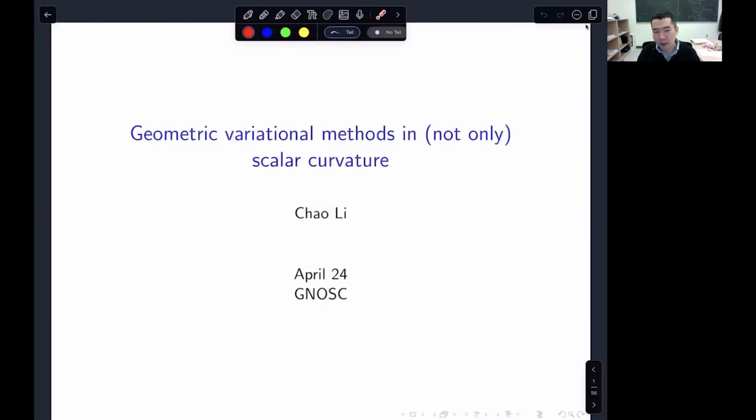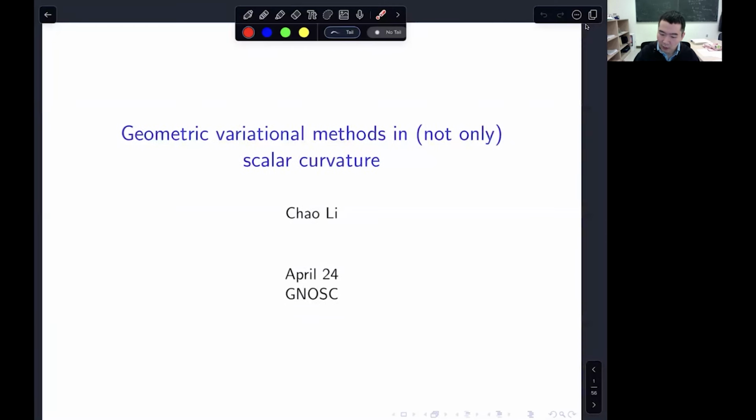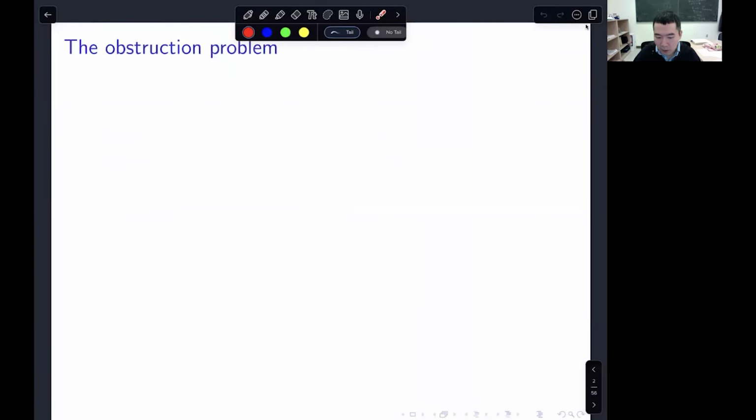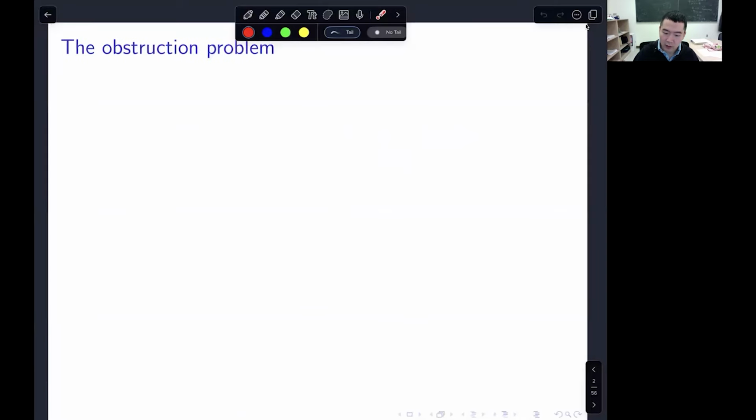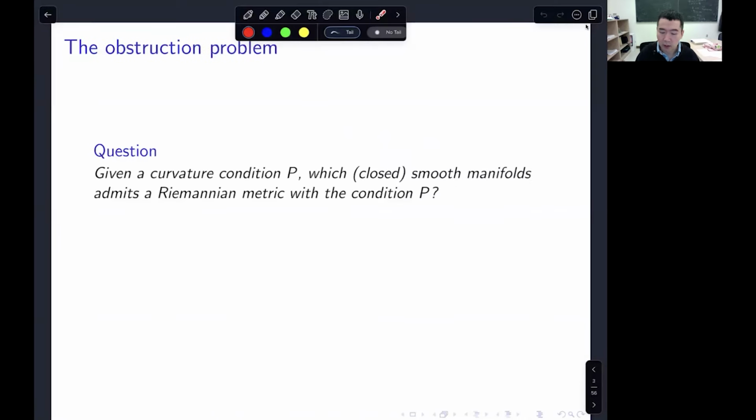Bernhard told me that I should give a colloquium style, very general, broad audience type talk about this specific topic, on the application of geometric variational methods in scalar curvature. Some of you may already be quite familiar with the approach, but I'll start from the basic stuff nonetheless.